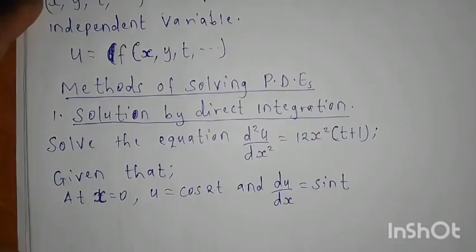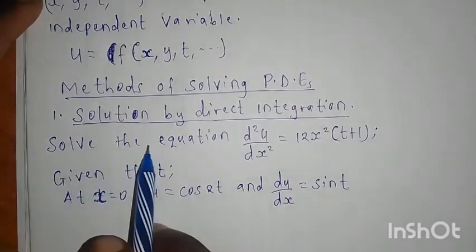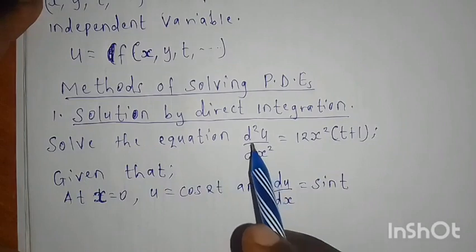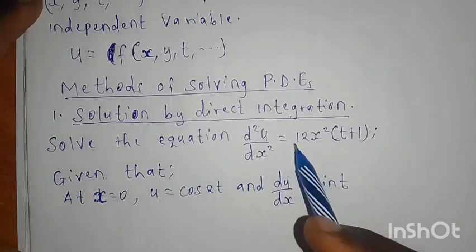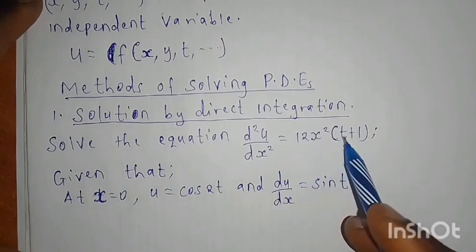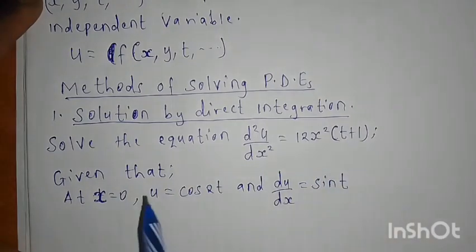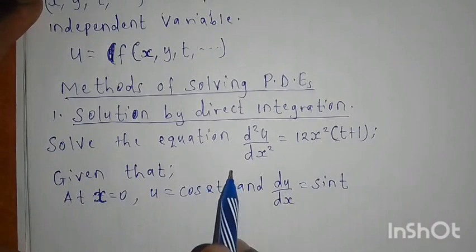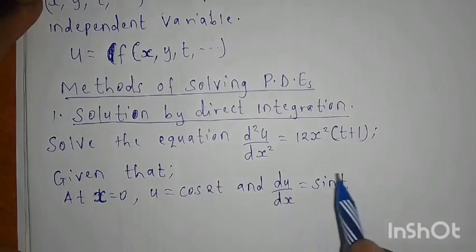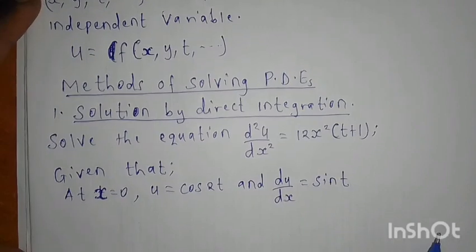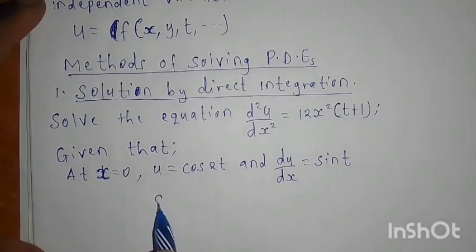For example, you are asked to solve the equation d squared u over dx squared equals 12x squared into brackets t plus 1. You are given the initial conditions that at x equals 0, u equals cos 2t, and du over dx equals sin t. So we want to see the solution here.